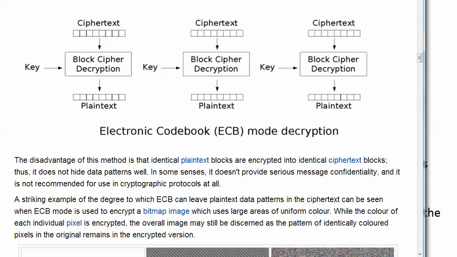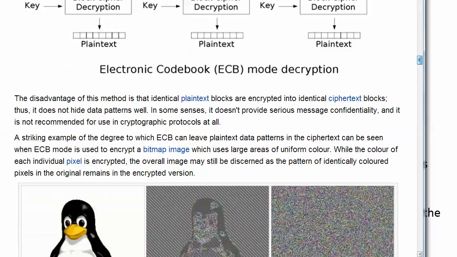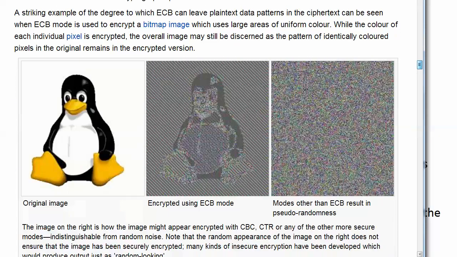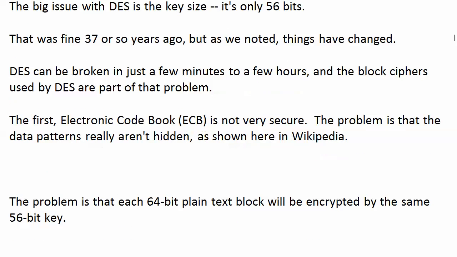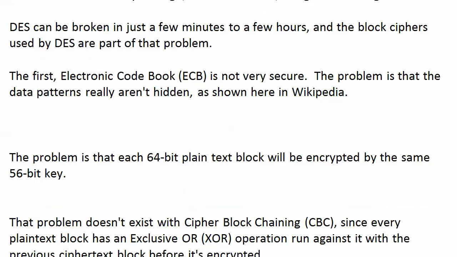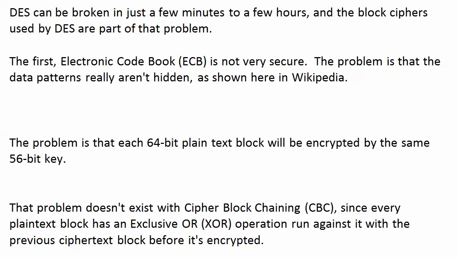So when you see something like that and you know that's part of DES, it's like, maybe we don't want to use that. This is an excellent example. You could look at this image encrypted using ECB mode, and I'm pretty sure you could tell me what that is or give me a really good description of it. So that is not something we want to use in today's networking. And again, that problem is that each 64-bit plain text block is going to be encrypted by the same 56-bit key. Now, there is something else called cipher block chaining.